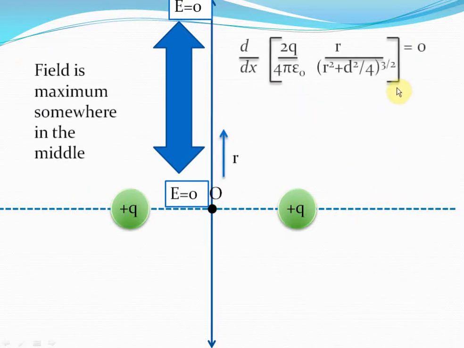When we differentiate the expression of the electric field and equate it to 0, we get the value of R, where d by dR of this expression is 0, as d by 2 root 2. What this means is that the electric field on the equator of a two identical positive charge system will be maximum at a perpendicular distance d by 2 root 2 from the axis of the two charge system. Understood? This is a very interesting conclusion, isn't it?